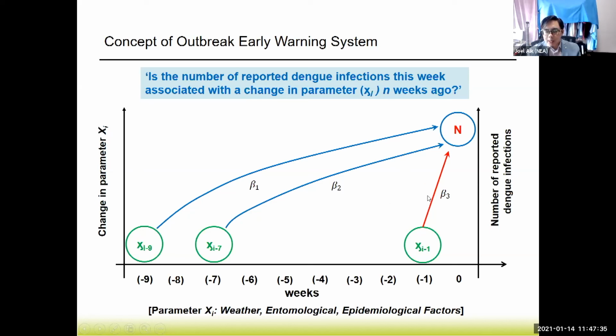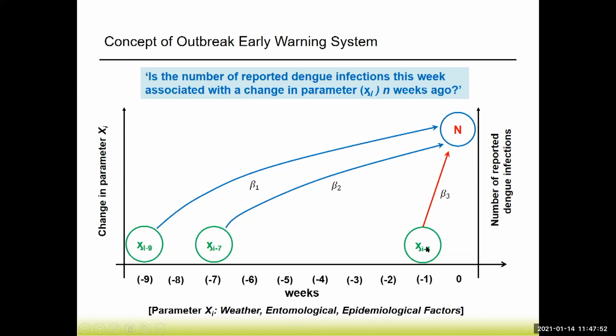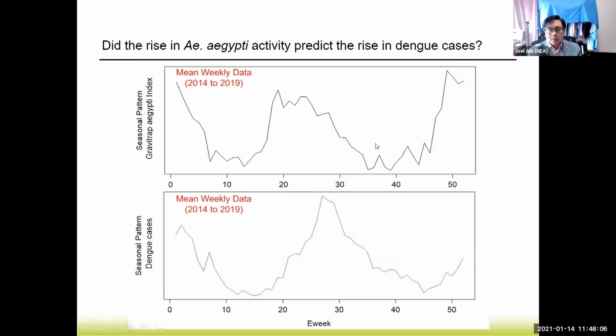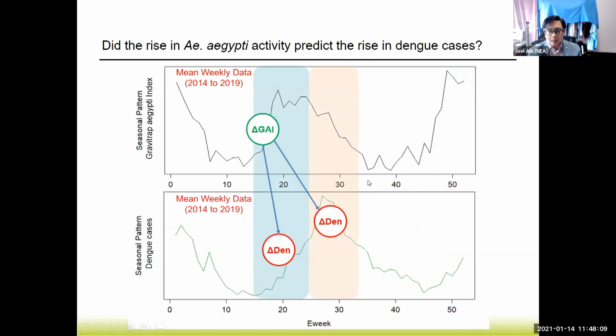So for this particular slide, I think the takeaway message is if you can find relations between the parameter of interest and the cases in the present week, the further the lag, the better. If the lag structure is very, very close by, you're not likely to be able to mount whatever measures you have in mind in order to address dengue infections in the present week. Yeah, that's right. Okay, I will skip over this slide.